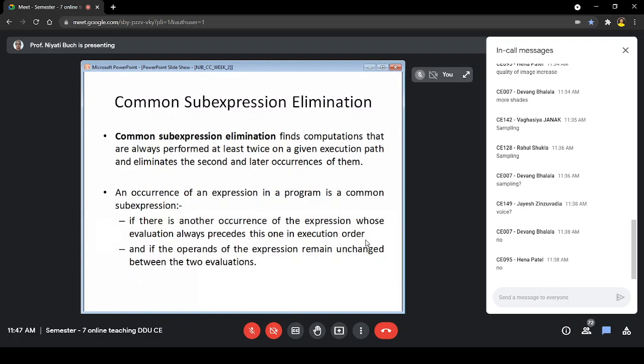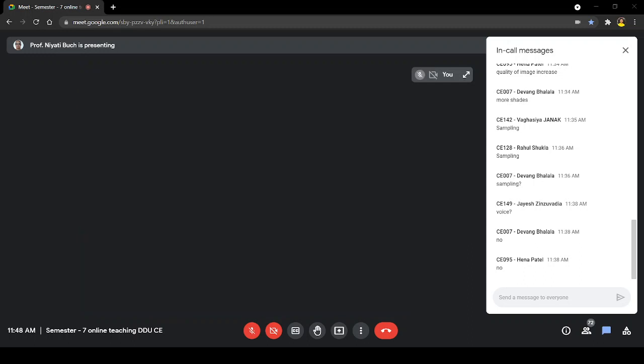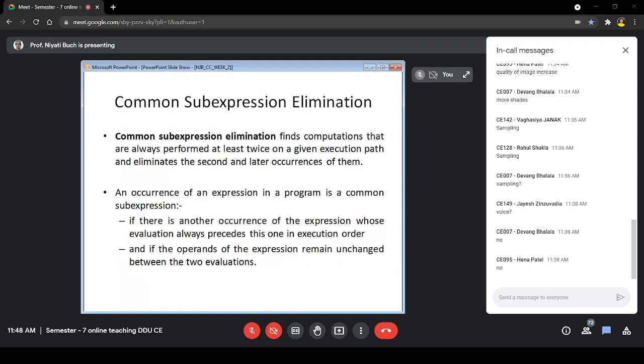And this topic is given very well in the book by Steven Muchnick. Let me type the name in the chat. If you just follow the PPT, I think that should be sufficient, but if you are interested, then you can refer to this book. It is Advanced Compiler Design and Implementation by Steven S. Muchnick.